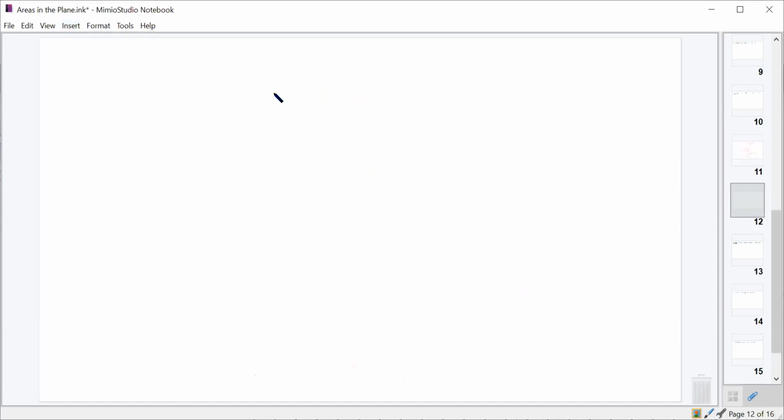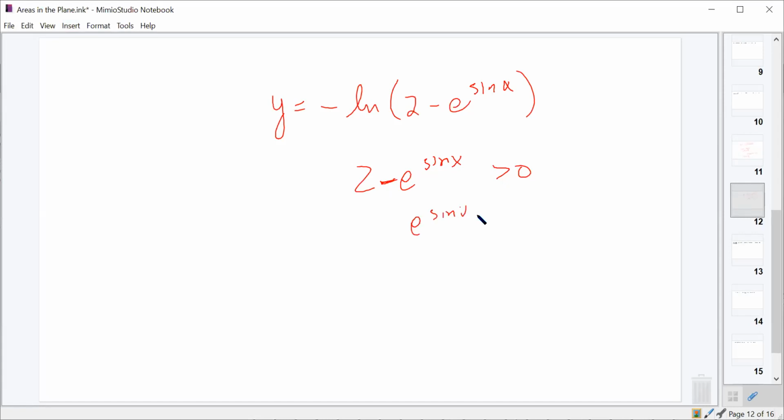So I believe for number 2, it came out to be y equals negative natural log of 2 minus e to the sine x. Is that right? From the extra problems? Yeah. And so I put negative infinity to infinity, but that's not right. Because 2 minus e to the sine x would have to be greater than 0, which would tell us that e to the sine x would have to be less than 2.